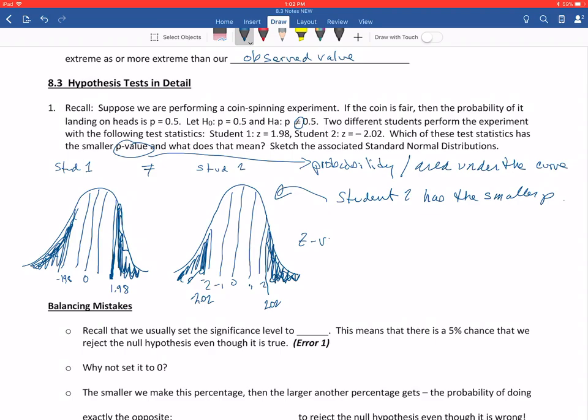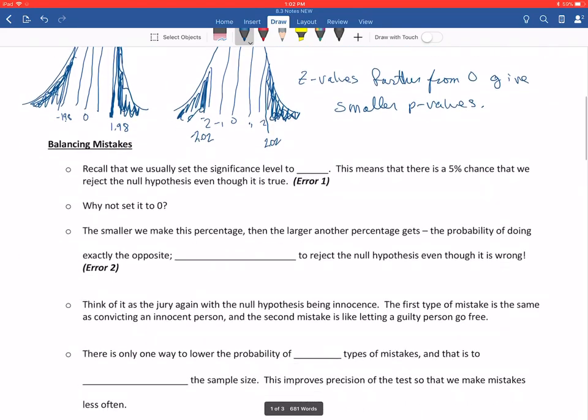So basically what you want to remember is that z-values farther from 0 give smaller p-values. The farther away from 0 you get, the less area there is to be shaded.